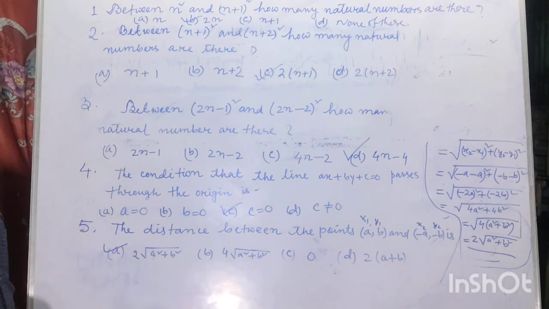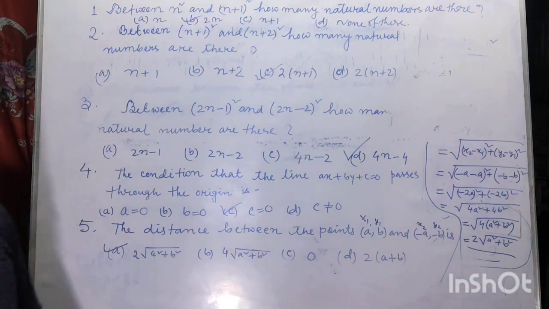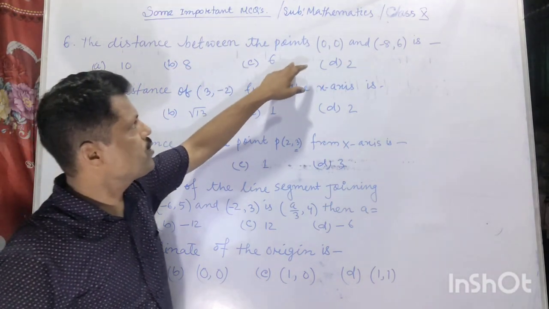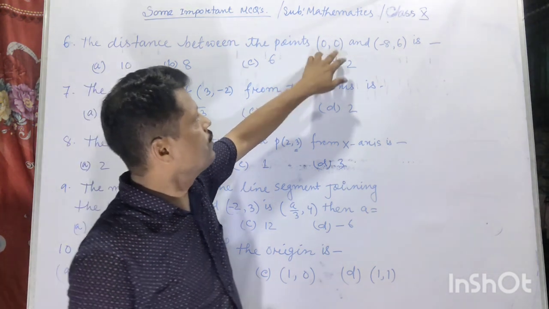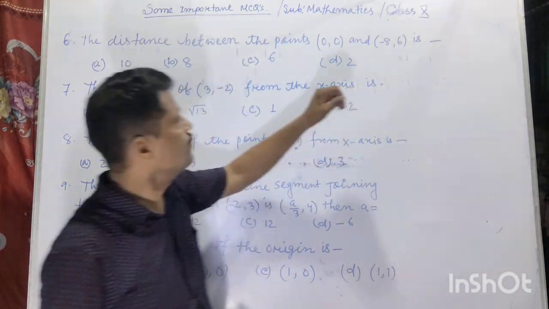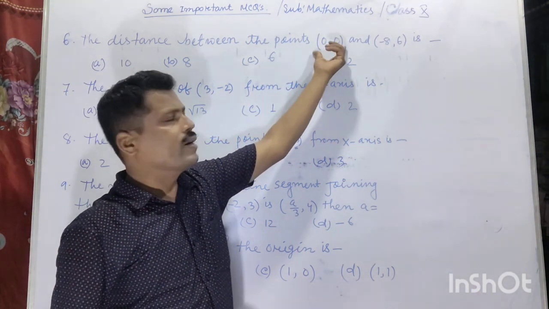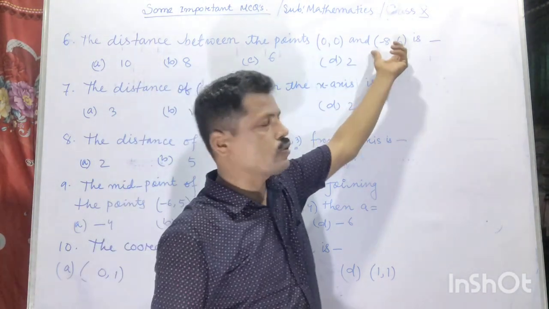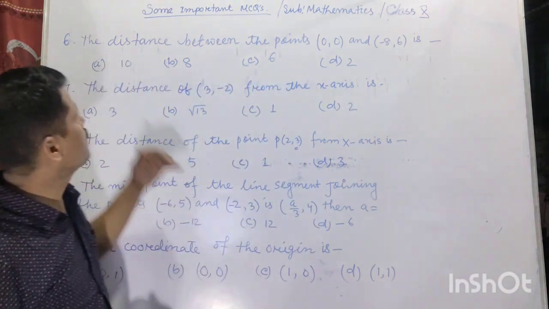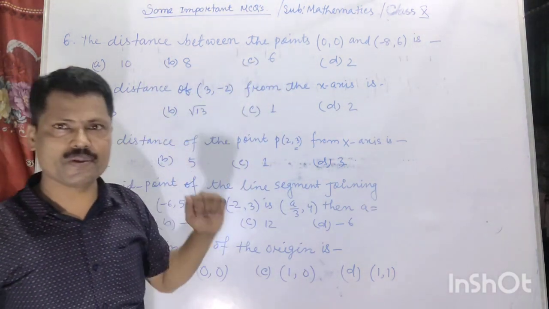Option A is correct. The distance between the points: this point's coordinate is 0, 0 and this point's coordinate is minus 8, 6. We have to find the distance between these 2 points.